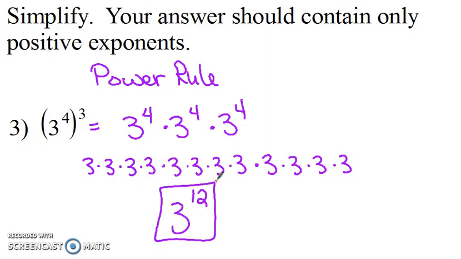The shortcut rule for power rule is to take the exponents and multiply them together. 4 times 3 gives us our 12 that we got for our answer, without us having to do all this extra work. But if you can't remember the rule, but you can remember to do this, you're still going to get the same correct answer. So don't worry about remembering the rule. Worry about understanding what the exponents actually do so you can get this, so you can get that, so you can get your answer.